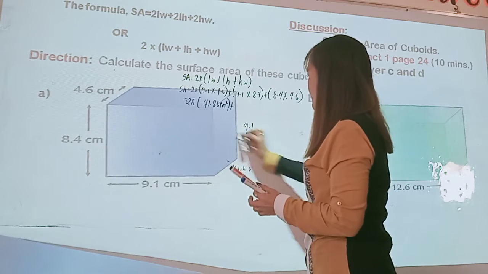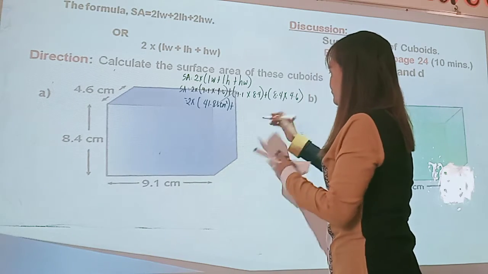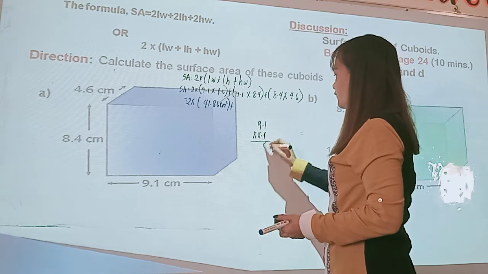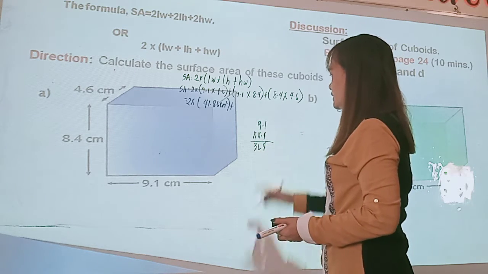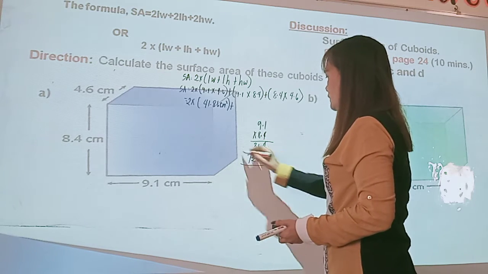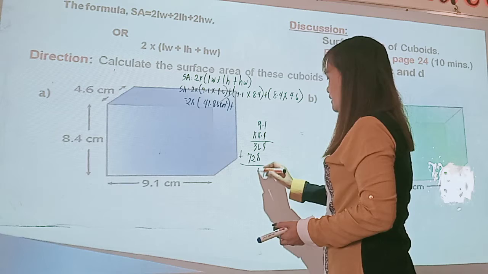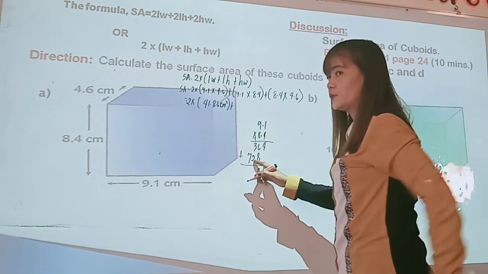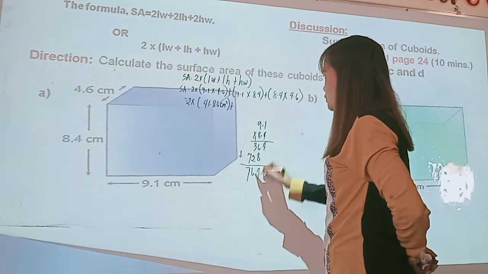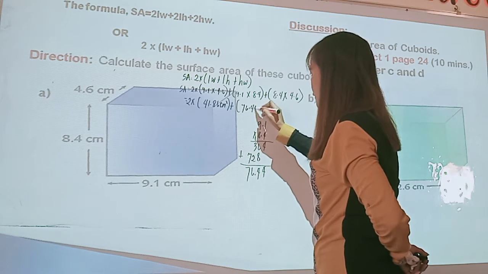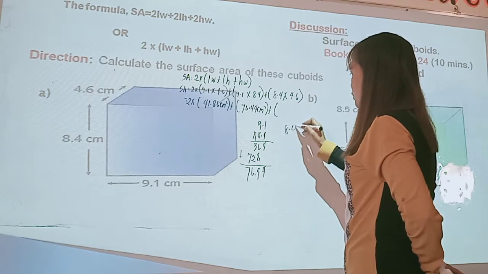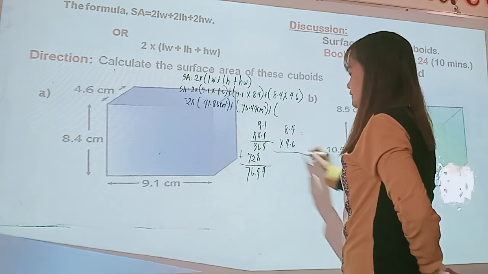So we need to multiply 9.1 times 8.4. 1 times 4 is 4. 4 times 9 is equal to 36. 8 times 1 is 8. 9 times 8 is 72. Okay, so let us add 4. 6 plus 8 is 14, carry 1. 3 plus 2 is 5, plus 1 is 6. Bring down 7. So the decimal points are 2. So we have 76.44 centimeter squared.